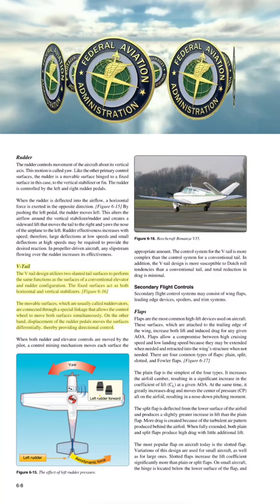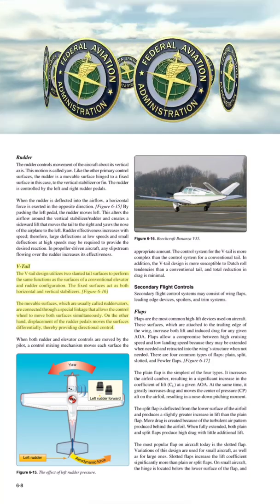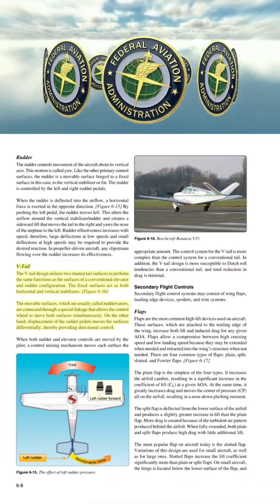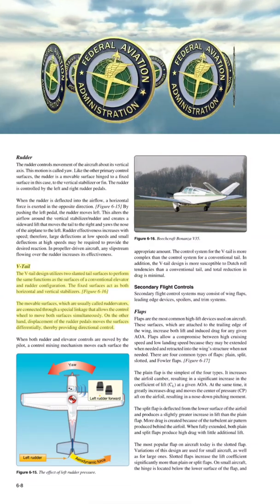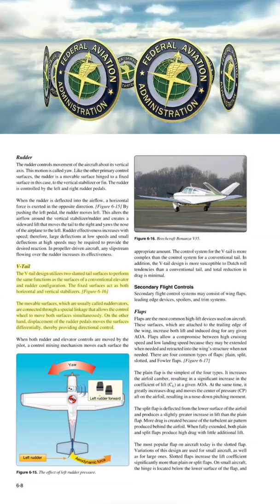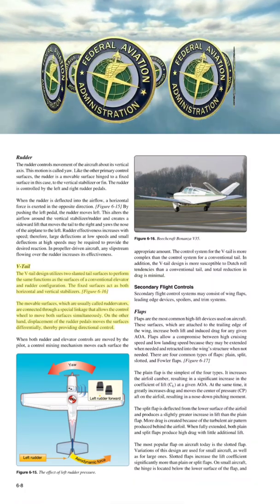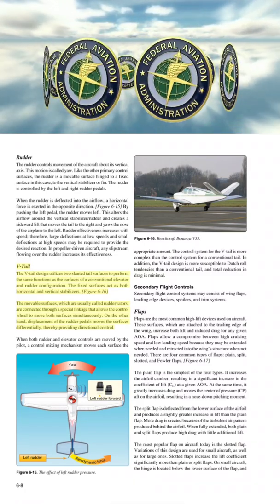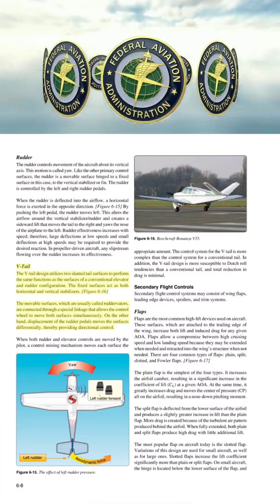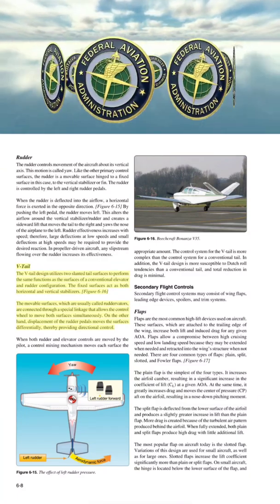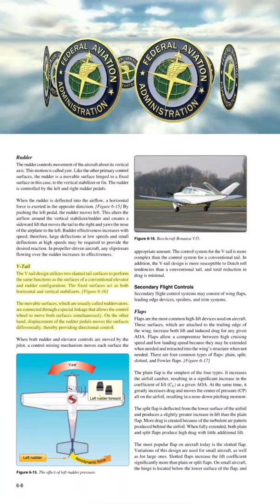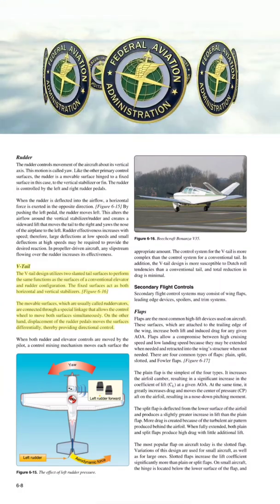V-tail. The V-tail design utilizes two slanted tail surfaces to perform the same functions as the surfaces of a conventional elevator and rudder configuration. The fixed surfaces act as both horizontal and vertical stabilizers. Figure 6-16. The movable surfaces, which are usually called ruddervators, are connected through a special linkage that allows the control wheel to move both surfaces simultaneously. On the other hand, displacement of the rudder pedals moves the surfaces differentially, thereby providing directional control.